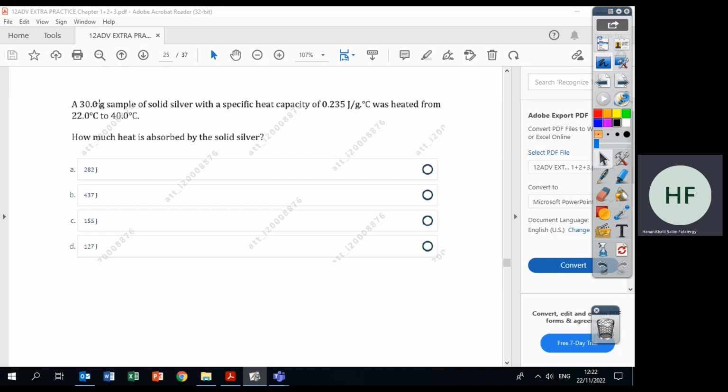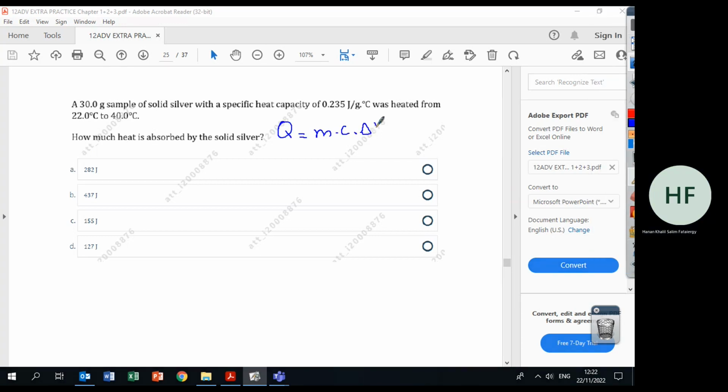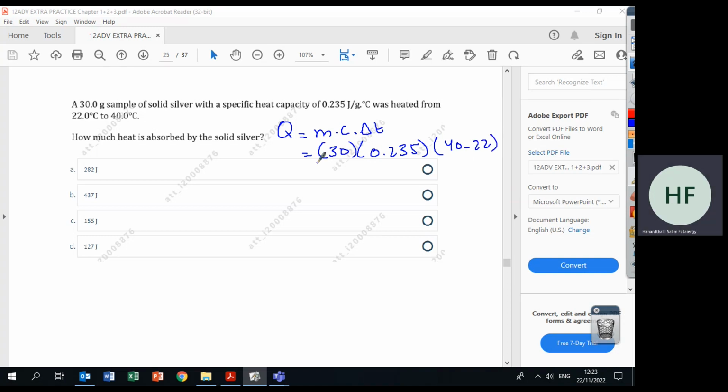Okay, same question. 30 grams of solid silver with a specific heat capacity was heated. How much heat is absorbed? So you will say Q equals. Okay, let me see how much is the answer. The answer will be 129.6, which is 127.